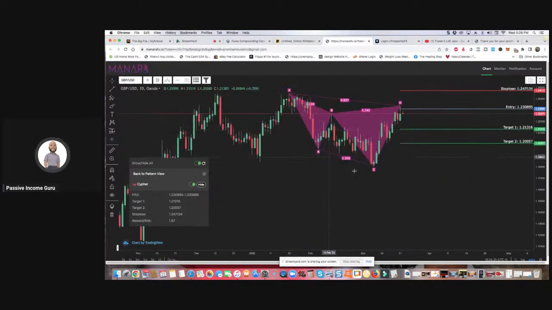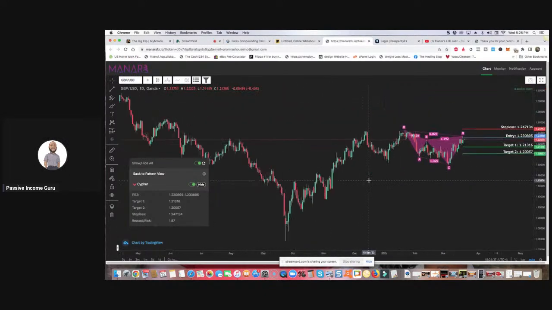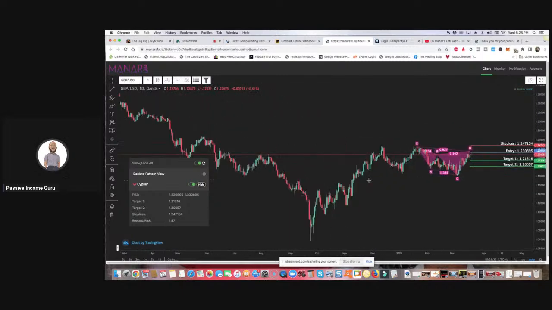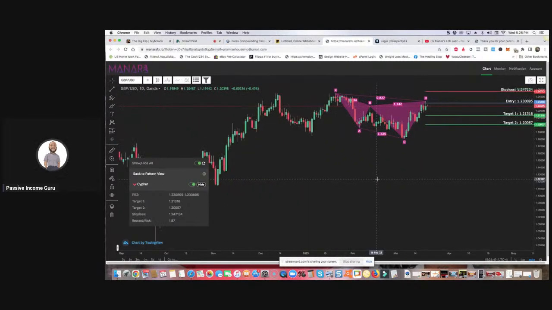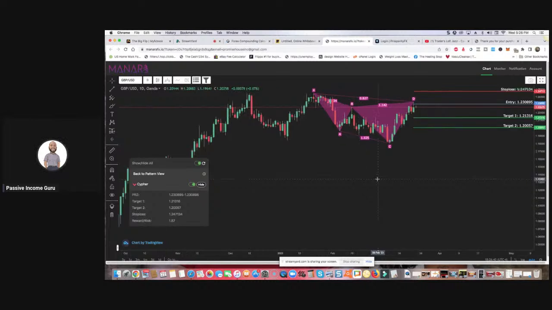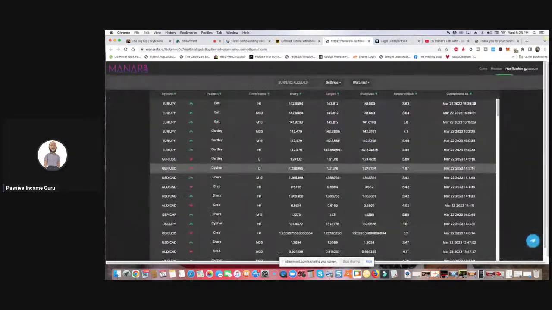Okay, but basically, simply put, this thing saves me a lot of time, because if you were to try to find setups yourself, it may take you a while. What Manara does, it sifts out the market for the perfect setups.